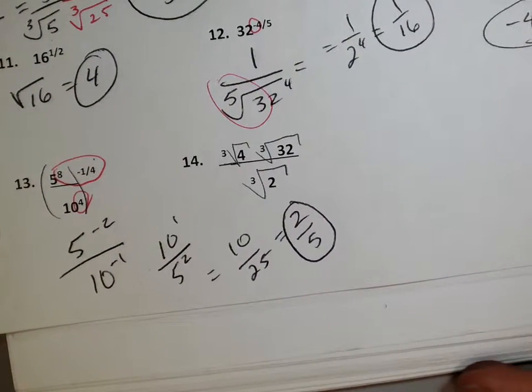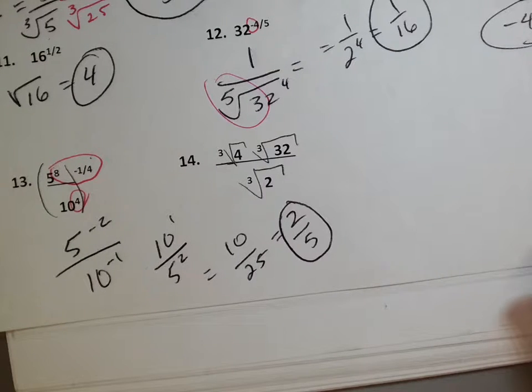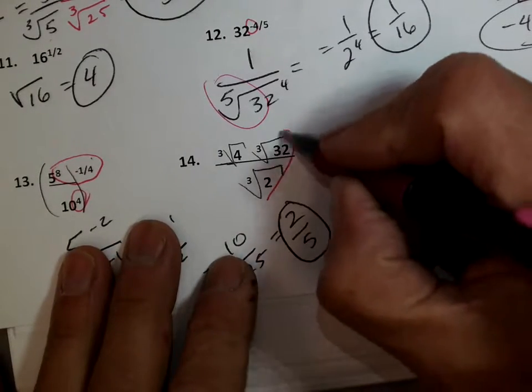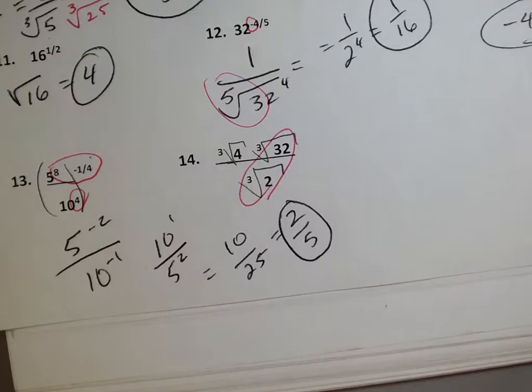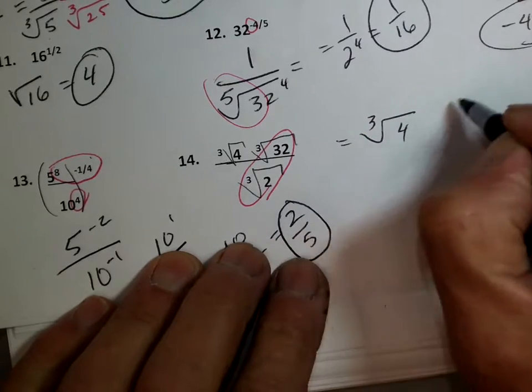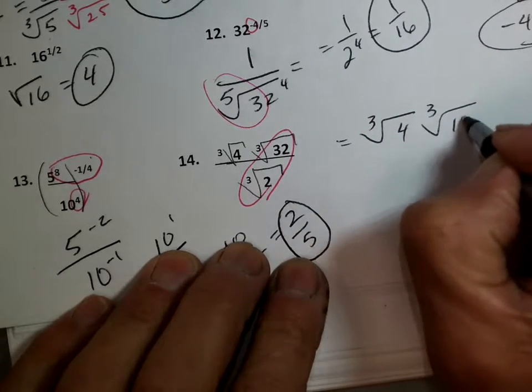All right? Okay, now 14. I think there's a trick in 14 that's going to make it easy. I think if I were to divide possibly the 2 into 32, that might make it really easy for me, right? They're both cube roots. So let me do that first. Okay, so let me rewrite this as the cube root of 4 times the cube root of 16. Okay?